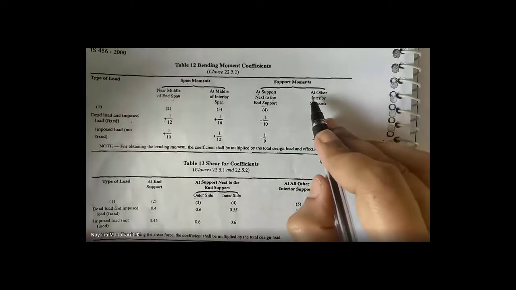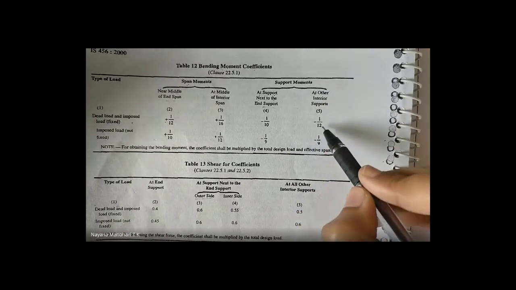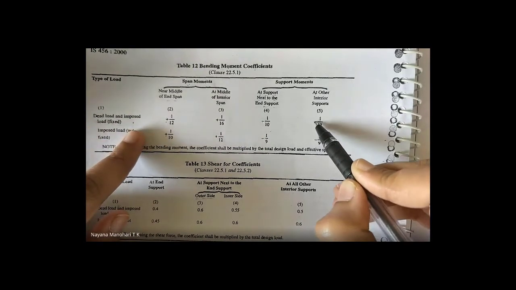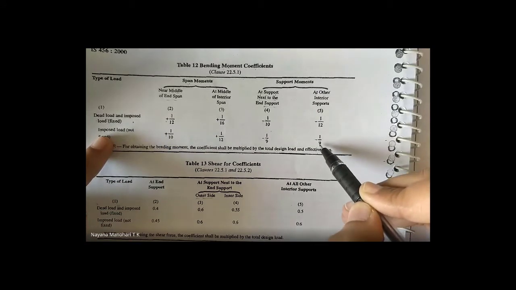Similarly, this is the end support. Next to the end support, it is what? Minus 1 by 10 for the dead load, and next, minus 1 by 9 for the live load. Next is what? At other interior support, the bending moment coefficient for dead load is minus 1 by 12. For the live load, it is minus 1 by 9.